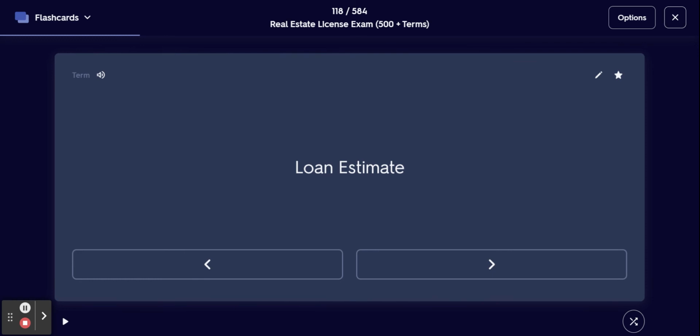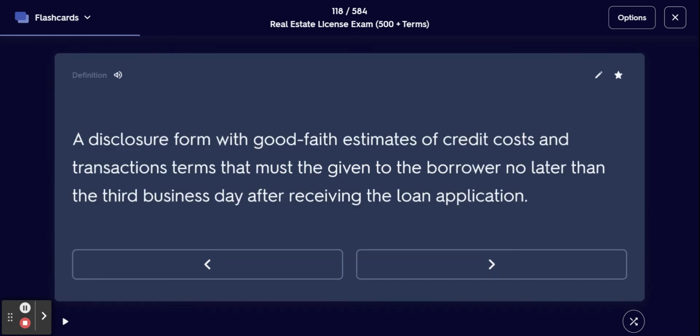Loan estimate. A disclosure form with good faith estimates of credit costs and transaction terms that must be given to the borrower no later than the third business day after receiving the loan application.